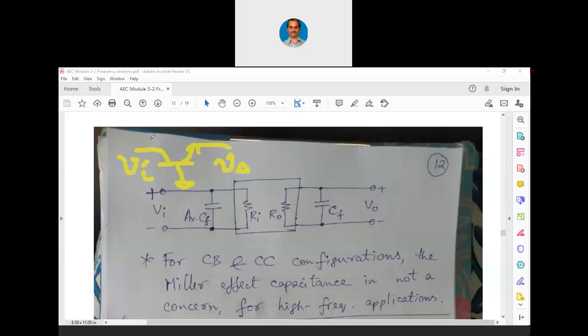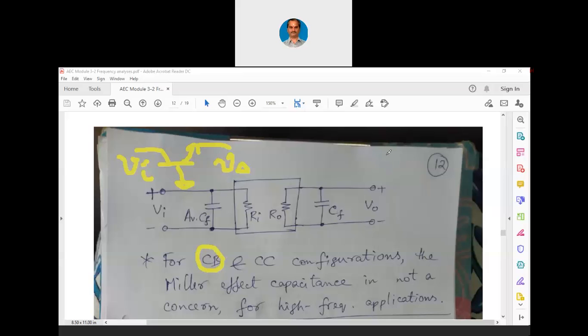Why? Because there is no direct connection between emitter and collector. Junction exists only between base and collector. Junction exists only between base and emitter. Junction does not exist as such directly between collector and emitter. That way, we cannot represent it between collector and emitter as a single capacitance. Anyhow, if there are two capacitances, both capacitances have two ends connected to ground itself. That is how in common base configuration, the Miller effect capacitance is not a concern.